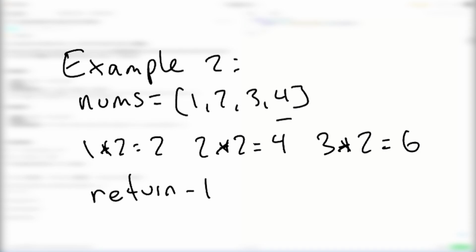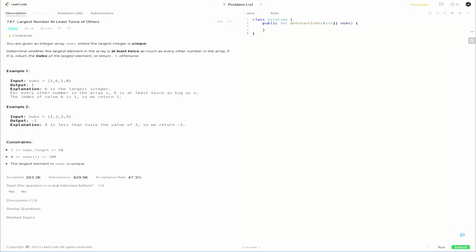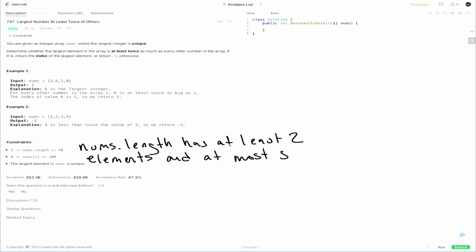So let's go ahead and pop back up and take a look at our constraints. For this one, our constraints are pretty simple. The first one says 2 is less than or equal to nums.length, which is less than or equal to 50. What this is saying is that nums.length will have at least 2 elements, and at most 50. So we're always going to have at least an element to check against.